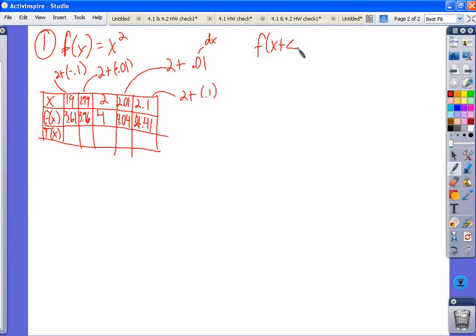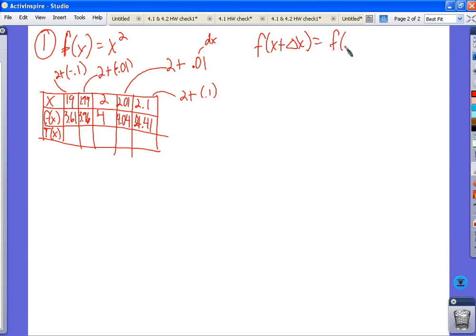f of x plus delta x is equal to f of x plus f prime of x times dx. The tangent line touches the graph right at 2, so they're going to have the exact same value there. But as we move away, we'll use this first value: we have f of 2 plus 0.01. So 0.01 is our delta x.